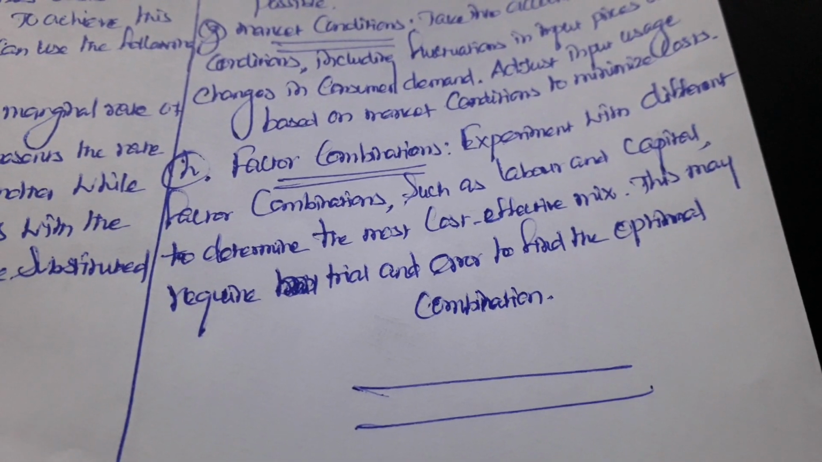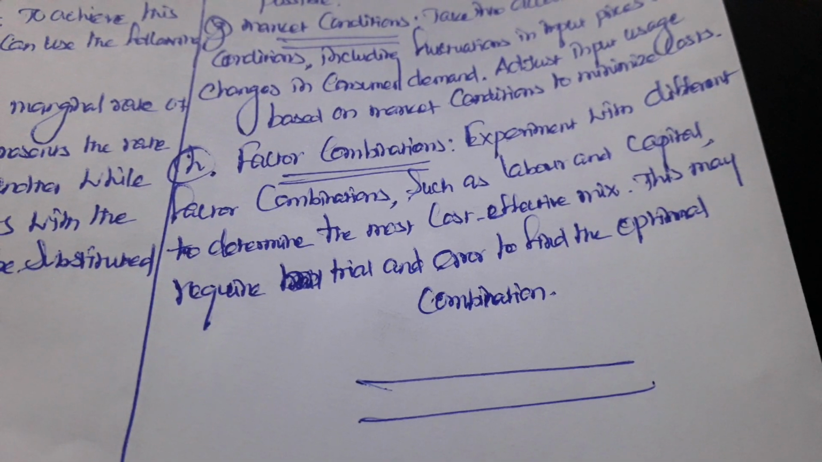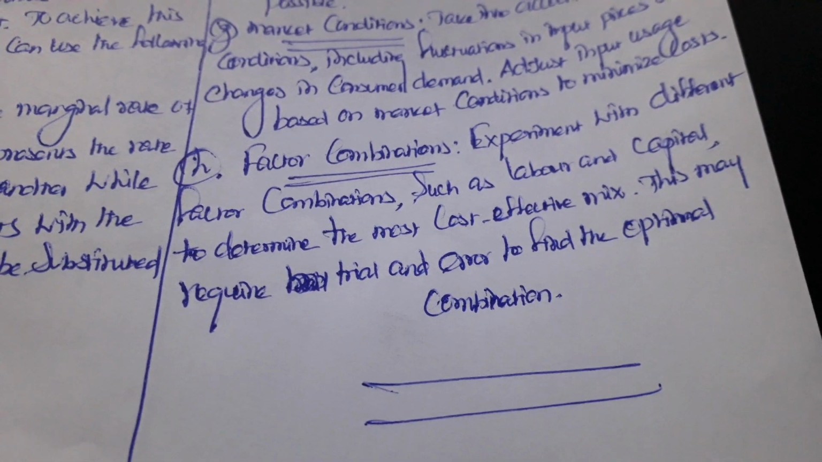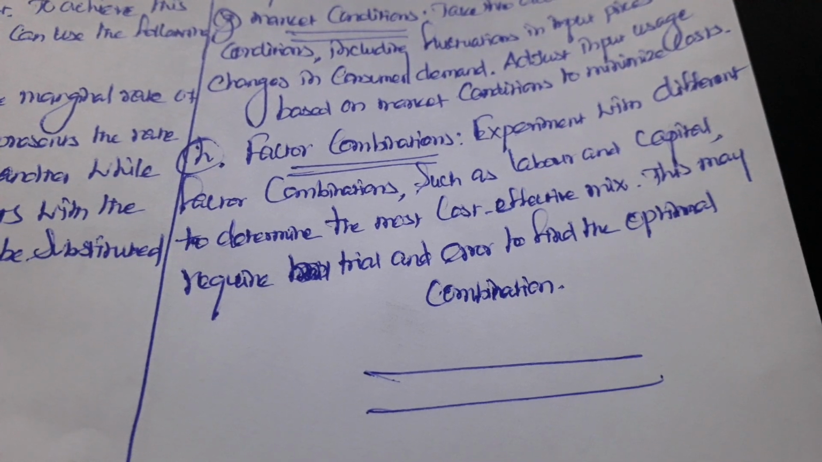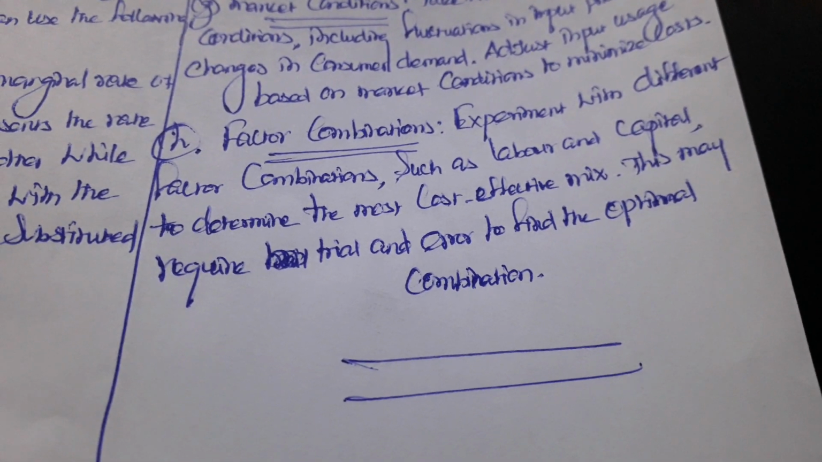Factor combinations. Experiment with different factor combinations such as labor and capital to determine the most cost-effective mix. This may require trial and error to find the optimal combination.